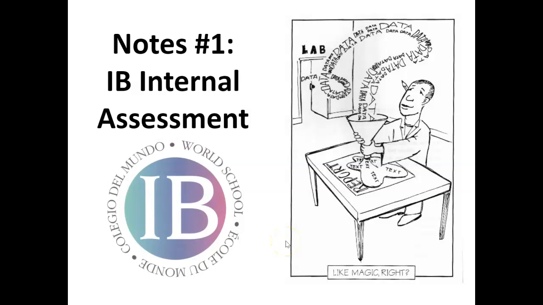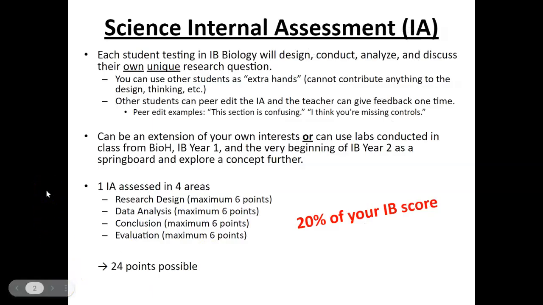This is the first set of notes on the IB internal assessment, which is commonly abbreviated as the IA. The IA is going to be a lab where students will design, conduct, analyze, and discuss a research question that you come up with all on your own. It has to be a unique lab, and you will do this in your senior year.